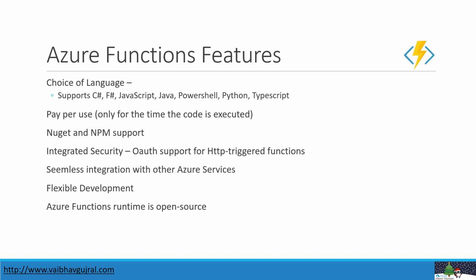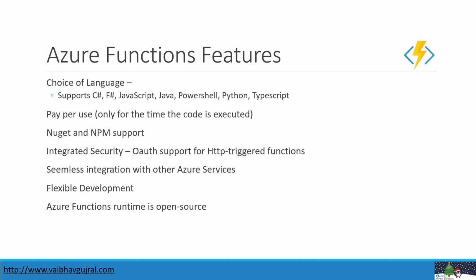We will talk later about what is a HTTP trigger, but for now, just make a note that functions can also be triggered by HTTP requests, and Azure Functions supports OAuth providers such as Azure Active Directory, Facebook, and Google, etc. for authentication. Since Azure Functions are part of Azure ecosystem, they offer seamless integration with many of the Azure services. There are different ways to develop and deploy Azure Functions, but it makes development quite flexible.